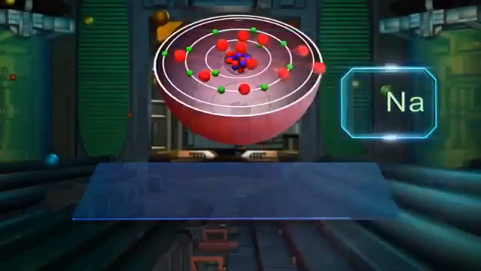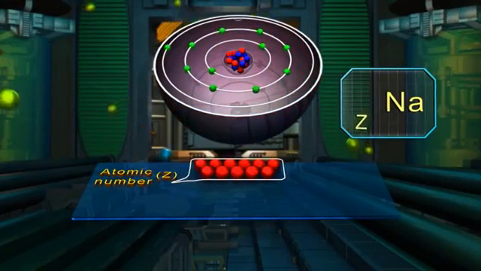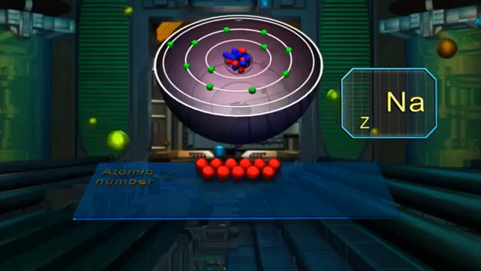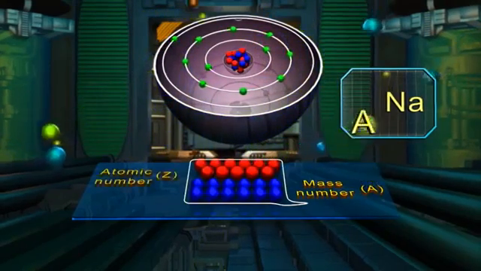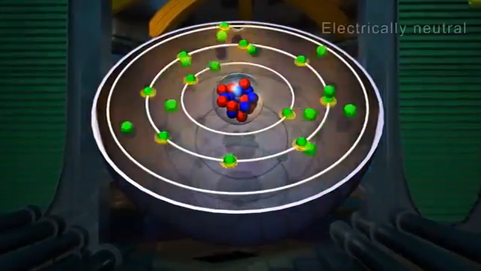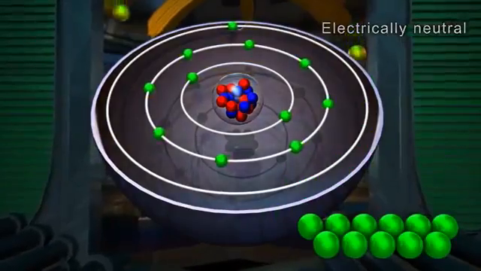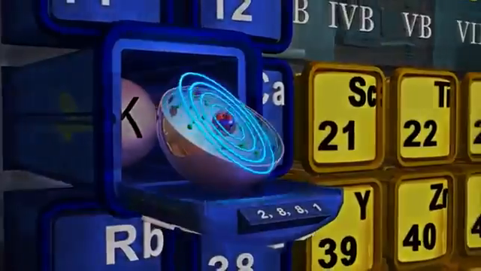Summary: We've seen that the number of protons present in the nucleus of an atom denotes its atomic number, while the sum of its protons and neutrons denotes its mass number. The atom is electrically neutral as it has the same number of electrons as protons.